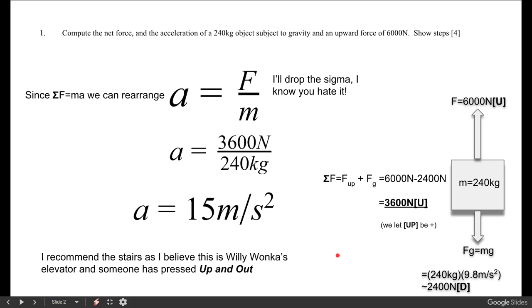I recommend the stairs rather than taking this elevator because this is clearly Willy Wonka's elevator and someone has pressed the up and out button. 15 meters per second squared, 2 seconds here at highway speed. You're going to be breaking the sound barrier in 20 seconds.